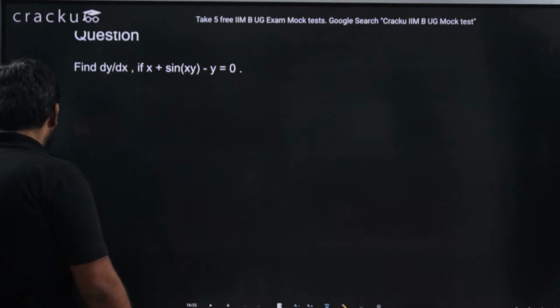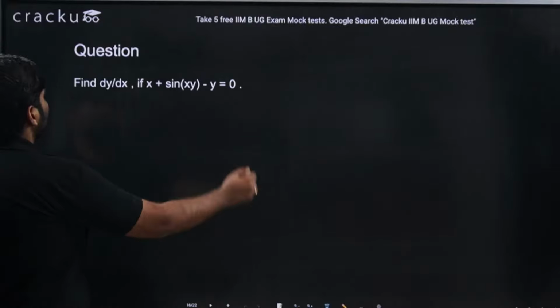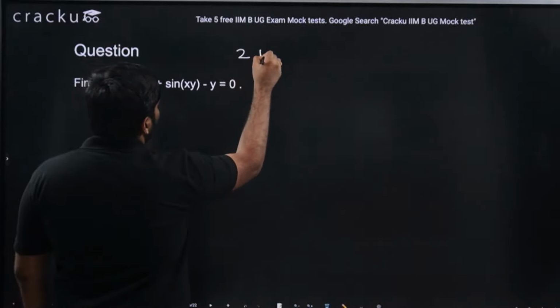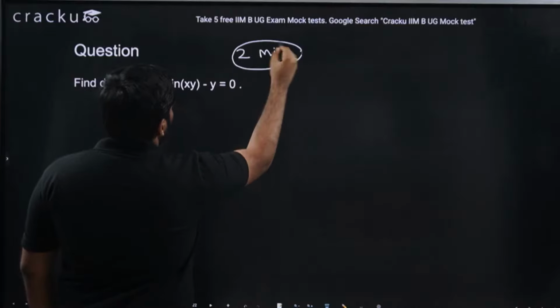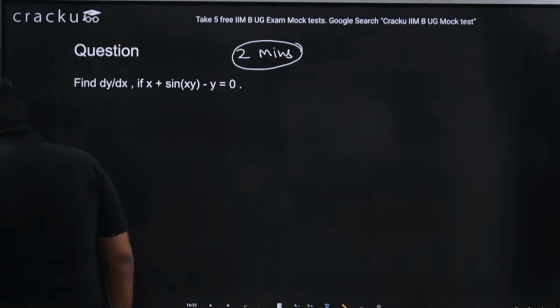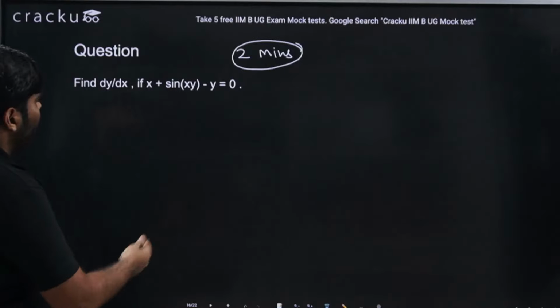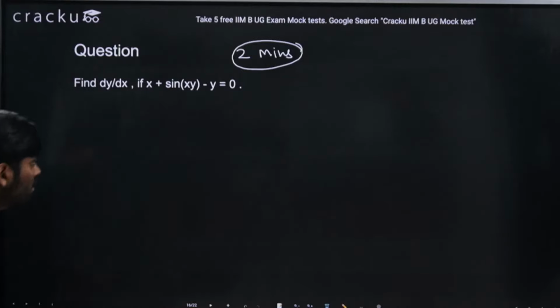Let us take this example now, the point which we discussed. I'll give you 2 minutes. Apply that particular thing and try to get the answer for this dy by dx. After 2 minutes, I'll explain how to do this. Try to do this now.